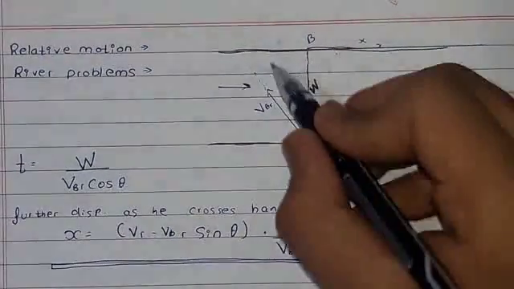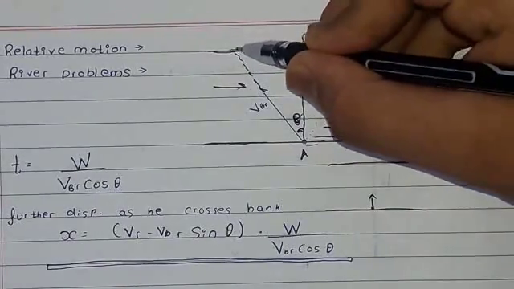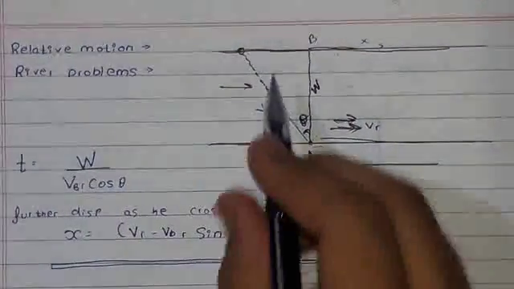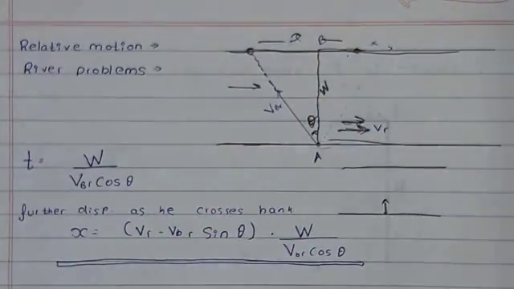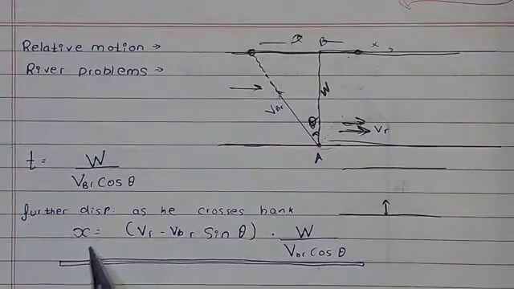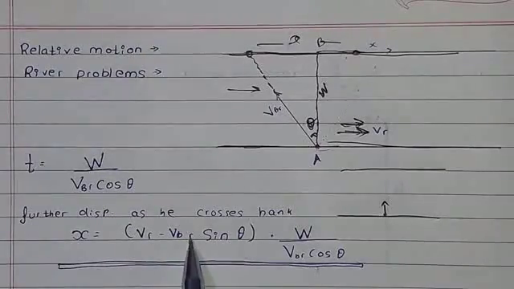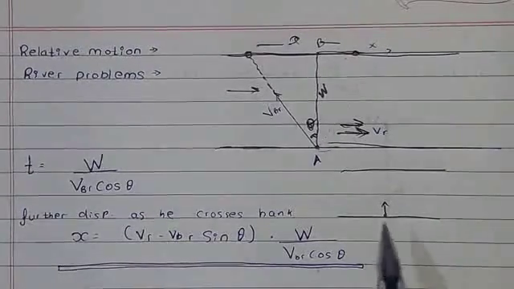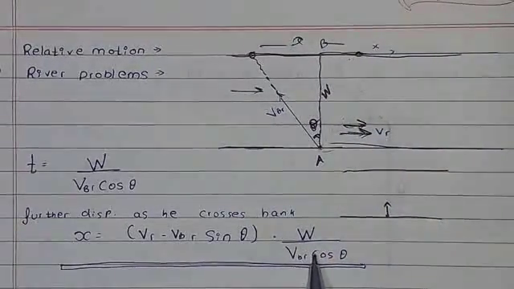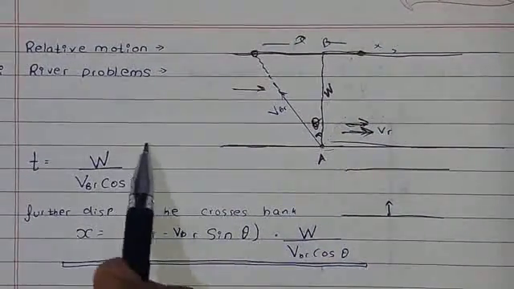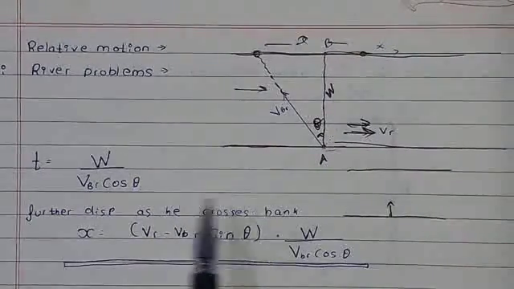So what would be the further displacement? If there was no flow of river, this man should reach here, but as there is flow of river, this man reaches here somewhere. Then this x is the further displacement. The formula for the further displacement is x equals velocity of river minus velocity of boat with respect to river sine theta, VR minus VBR sine theta, into the width of the river, W upon VBR cos theta. W upon VBR cos theta is the time, and VR minus VBR sine theta is the relative velocity.